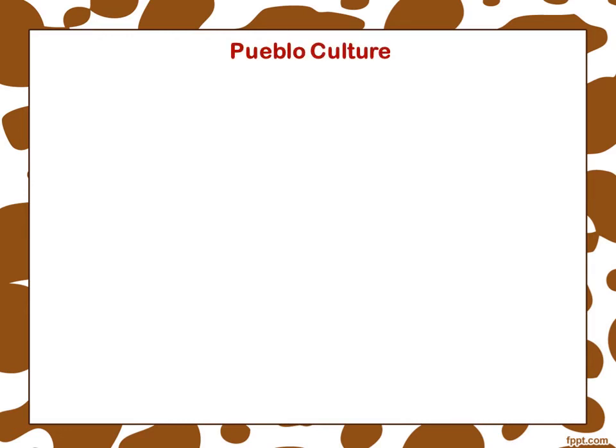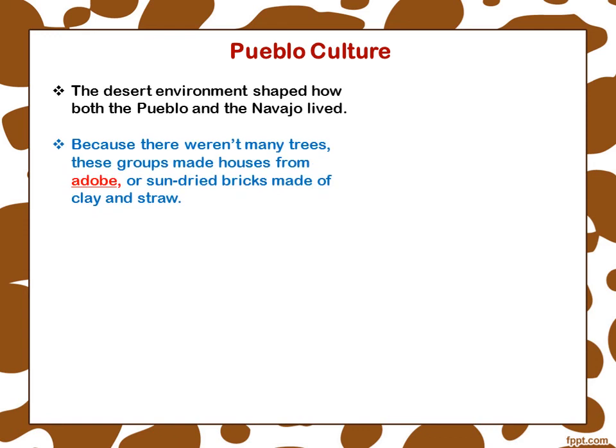Now let's get to know, Grade 5, the Pueblo culture. The desert environment shaped how both the Pueblo and the Navajo lived. By the way, let me tell you that deserts are not always hot. Their location, season, and time of day can significantly affect temperature. Alright? Little rain, Grade 5, so few trees grew. The Hopi and the Zuni used stones and mud to build pueblos. Other groups made houses from adobe or sun-dried bricks made of clay and straw.